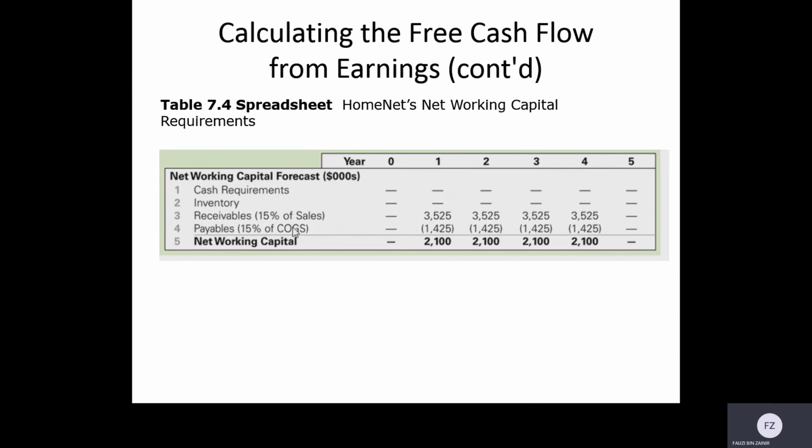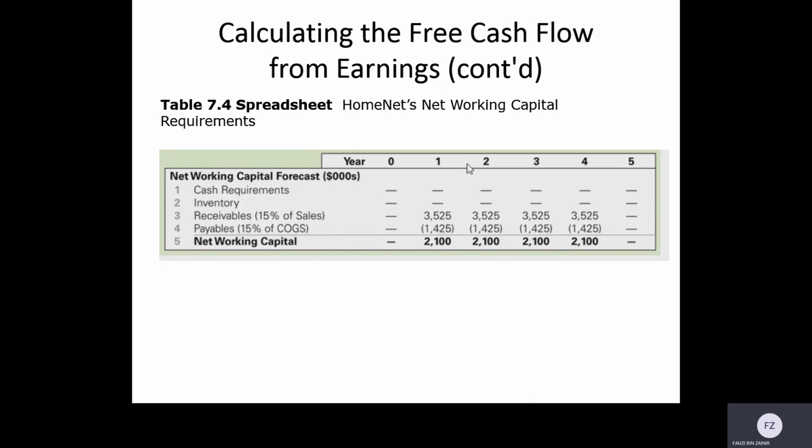Based on these assumptions, we are going to take 15% of the figures that we have in sales, for each one of them. Those are the amounts. And for the payables, we take it against cost of goods sold, which is 50%. So we have that amount.